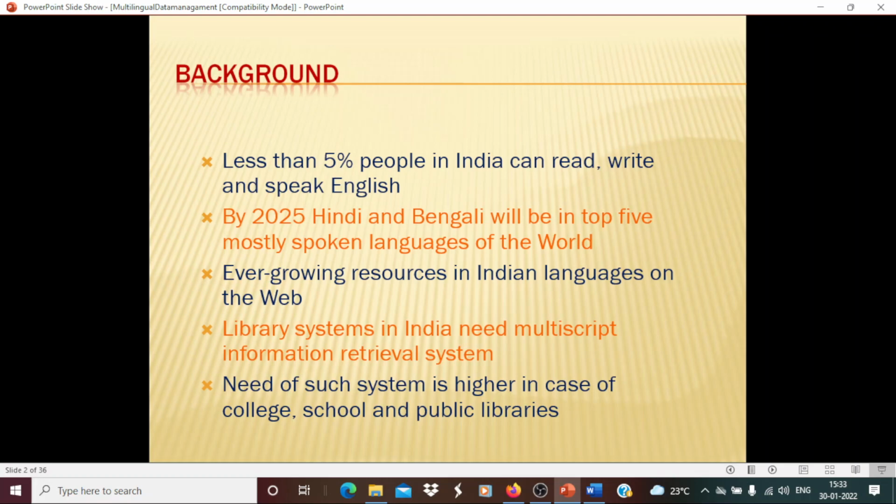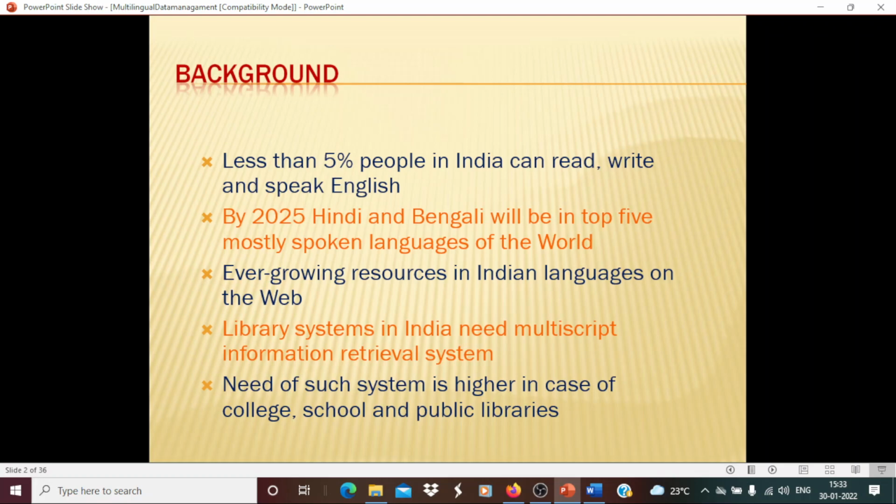Now, the need for such a system is surprisingly higher in college, school, and public libraries. In most cases, college, school, and public libraries in our country are poorly funded, whereas universities, IITs, IIMs, CSIR labs are heavily funded. But they do not have any requirement for multilingual documents. A scientist never asks for an article in Hindi or in Bengali. There, the lingua franca is English. Science is basically dominated by the English language. So, in the higher education domain, possibly you do not need this technology.